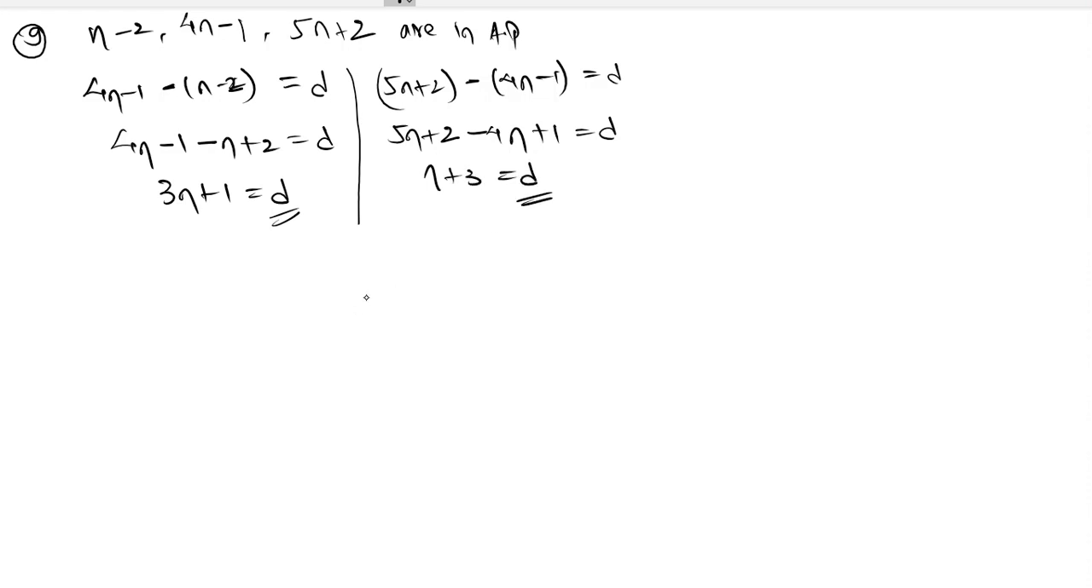So we have got two values of d. D is the common difference, right? So we can just equate them. 3n plus 1 is equal to n plus 3. So 3n minus n is equal to 3 minus 1.